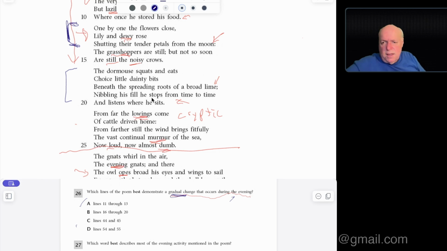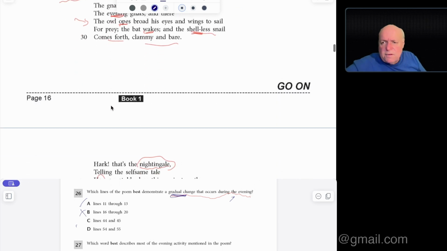Nibbling his fill, he stops from time to time and listens to where he sits. So again, nothing's happening here. The dormouse is eating and listening. So it seems like the answer, that's not good evidence for that. C is 44 through 45.